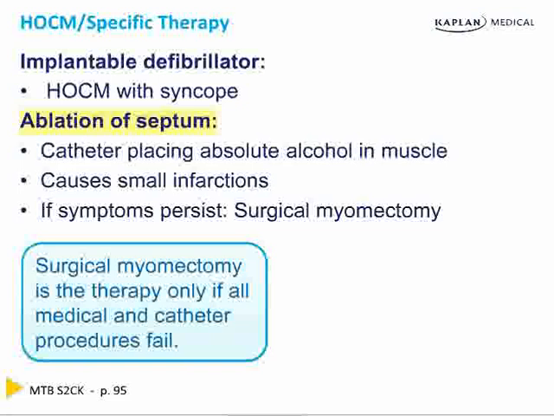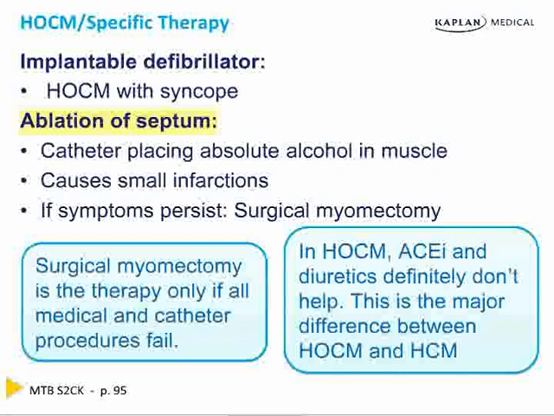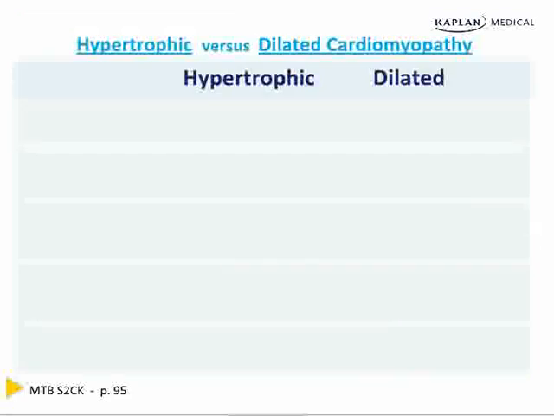Now, you don't have to be a mind reader on Step 2. They have to tell you they got symptoms despite beta blockers and despite the implantable defibrillator for syncope and despite the ablation with the alcohol. They continue to have shortness of breath and lightheadedness. Surgical myomectomy. Because you can't do ACE inhibitors or diuretics. You can't use in HOCM ACE, ARB, hydralazine, diuretics, digoxin. All of them are going to hurt the patient because all of them empty the heart, and an empty heart is worse than HOCM.